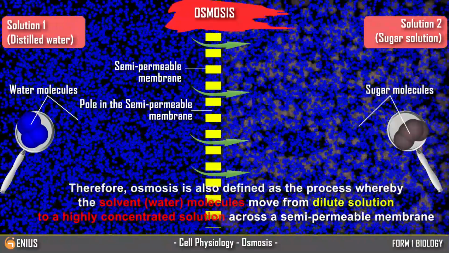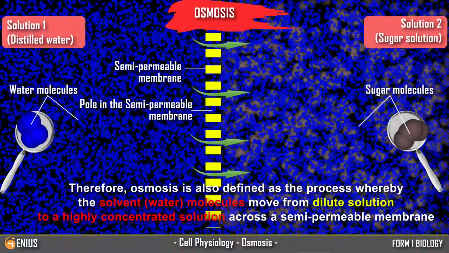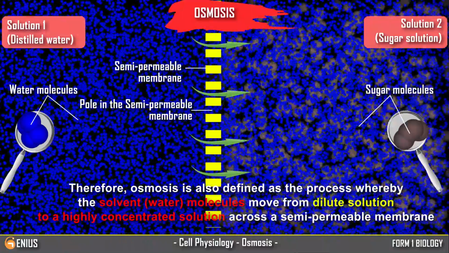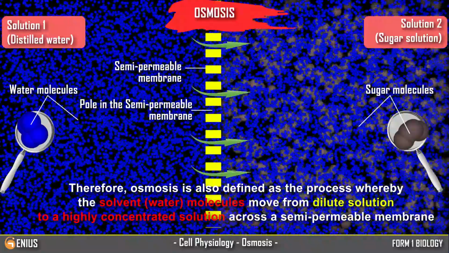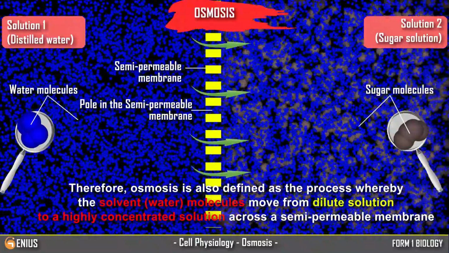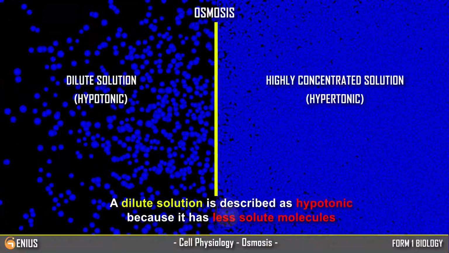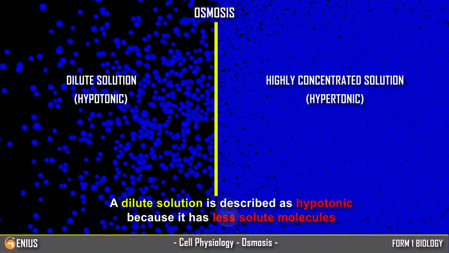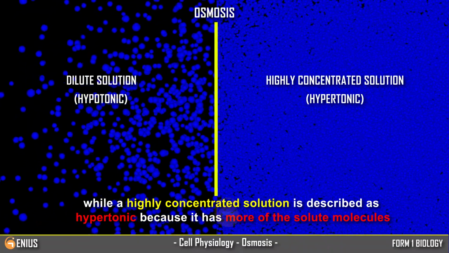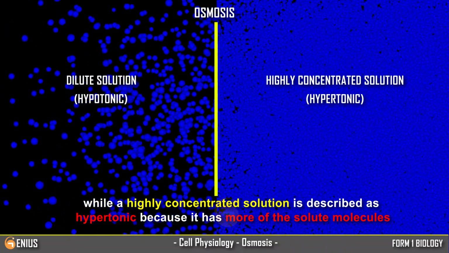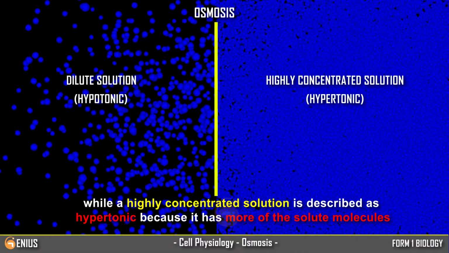Therefore, osmosis is also defined as the process whereby the solvent, water, molecules move from dilute solution to a highly concentrated solution across a semipermeable membrane. A dilute solution is described as hypotonic because it has less solute molecules, while a highly concentrated solution is described as hypertonic because it has more of the solute molecules.